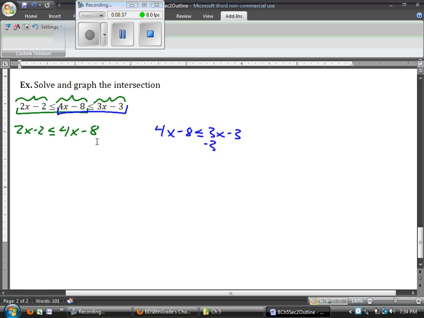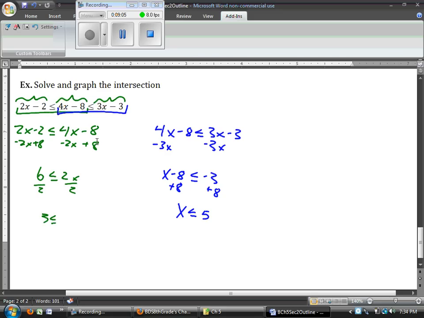I'll start over here since I'm holding the blue marker. Subtract 3x. x minus 8 is less than or equal to negative 3. Add 8 to both sides, and x is less than or equal to 5. If I solve this side, subtract 2x, add 8, and I'll get 6 is less than or equal to 2x. Divide by 2, 3 is less than or equal to x.